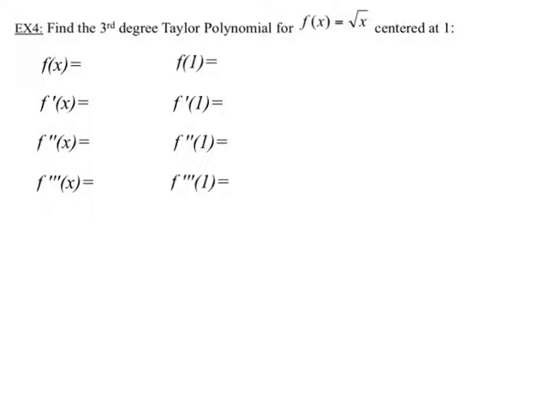Okay, so I have f of 1, f prime of 1, f double prime of 1, f triple prime of 1. So go ahead and figure out what those things are. And I think I'm just going to go for some sloppy handwriting here. So go ahead and pause and come back to me.